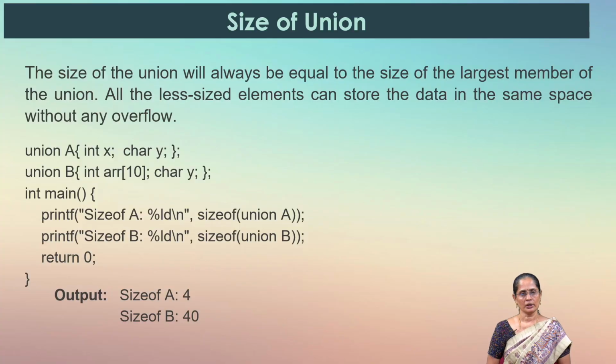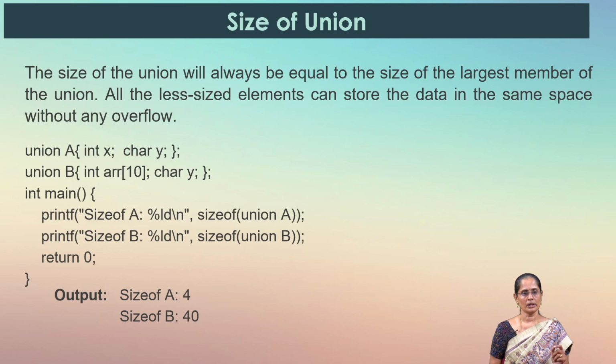So, we have to remember this concept of unions whenever we use it in the program. The size of the union will always be equal to the size of the largest member of the union. This we have learnt. All the smaller elements can store the data in the same space without any overflow. We will see examples for illustrating that.